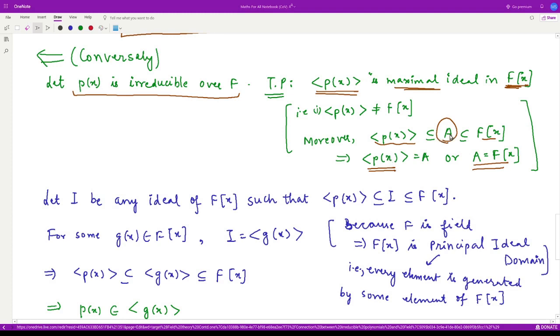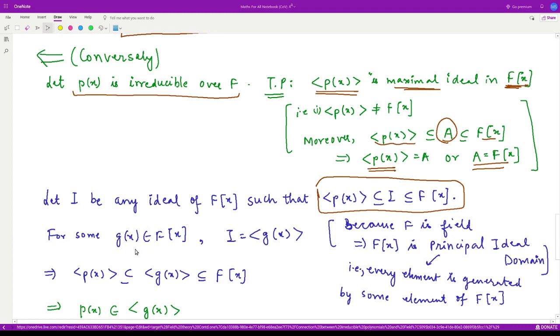Let us assume that this A, let us call it I, be any ideal of F[x] such that this condition holds. Now if we prove that I is either equal to the ideal generated by p(x) or I is equal to F[x], then we are done. Then we would have proof that this ideal is a maximal ideal, right? So let us see.